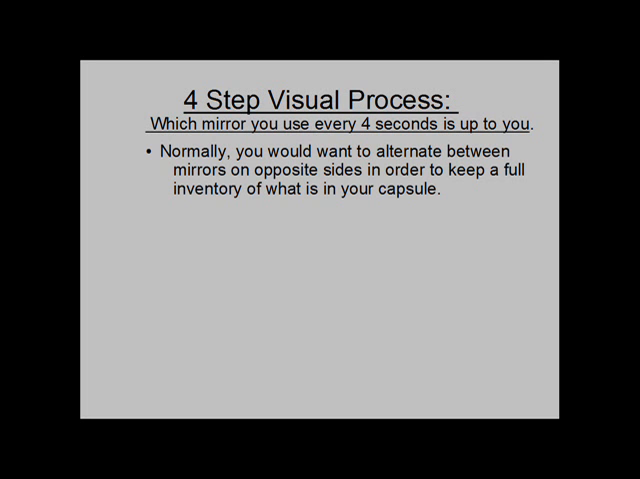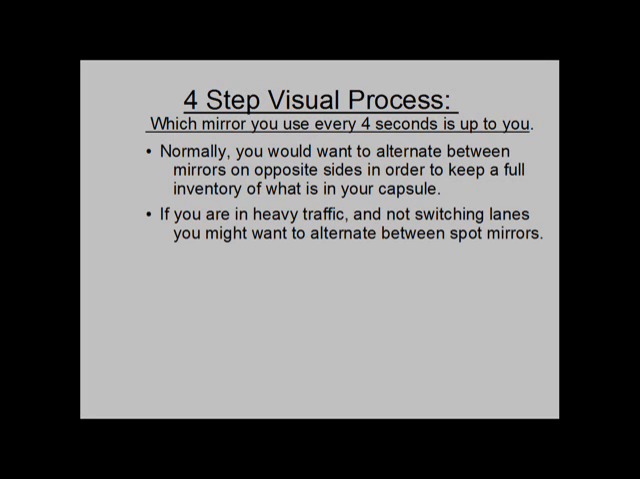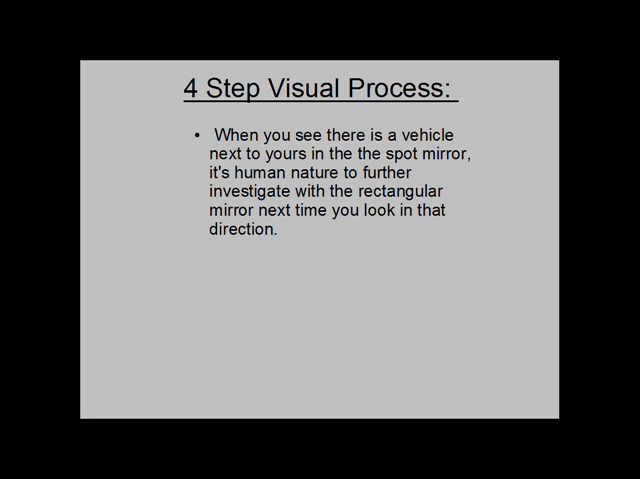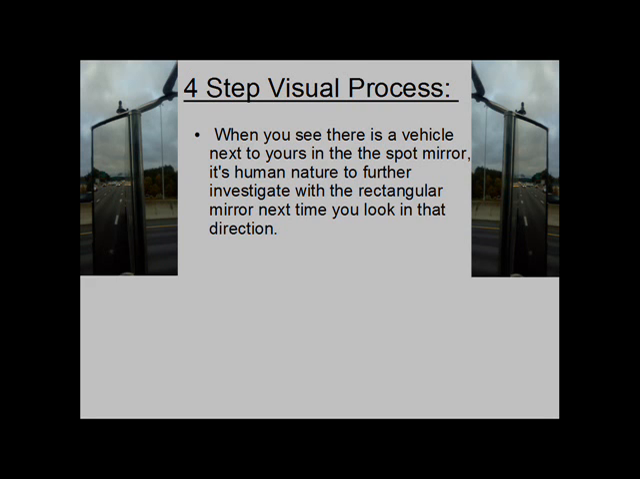Normally, you would want to alternate between mirrors on opposite sides in order to keep a full inventory of what is in your capsule. If you are in heavy traffic and not switching lanes, you might want to alternate between spot mirrors. Spot mirrors offer less information, but they won't keep your eyes to the side for as long, and they will still tell you if there is a vehicle next to you. When you see there is a vehicle next to yours in the spot mirror, it's human nature to further investigate with the rectangular mirror next time you look in that direction.